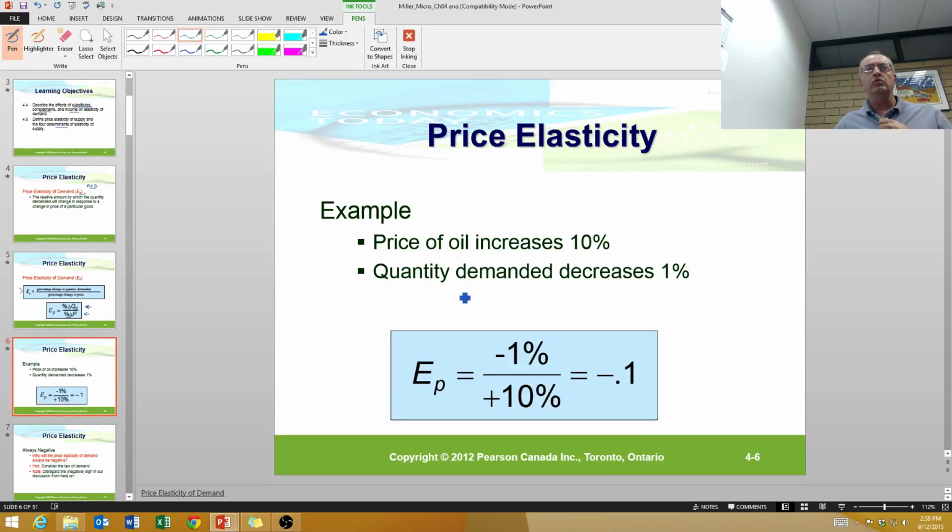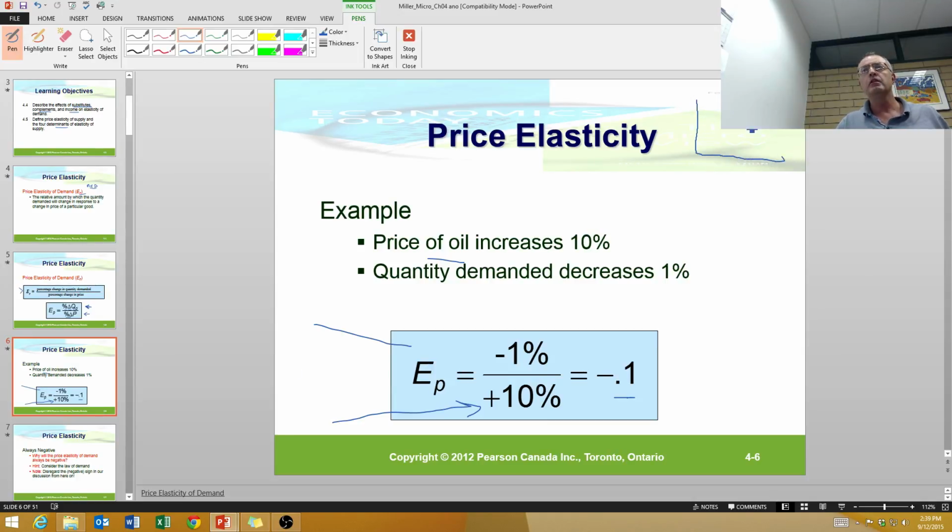Okay, so the authors have given us a bit of a sample of how this price elasticity of demand works. So our product is price of oil. It must be barrels of oil. So if the price of a barrel of oil increases by 10%, what happens to the quantity demanded? And I think this is actually based on studies at some point in time, although it could very well have changed by now.